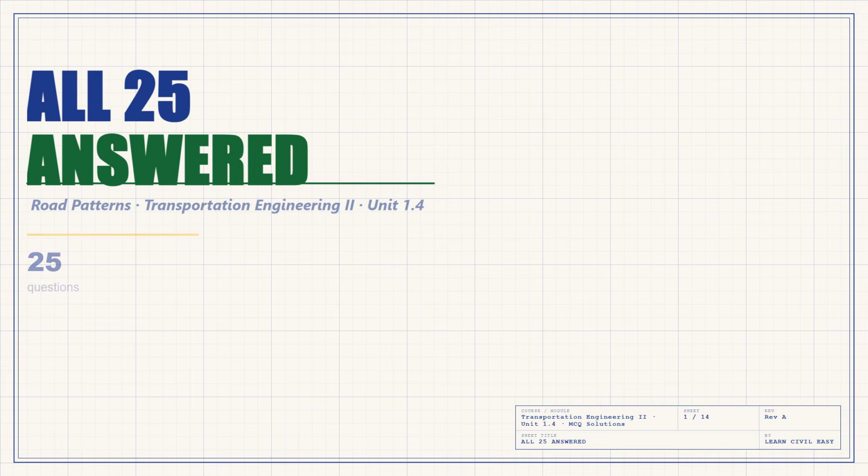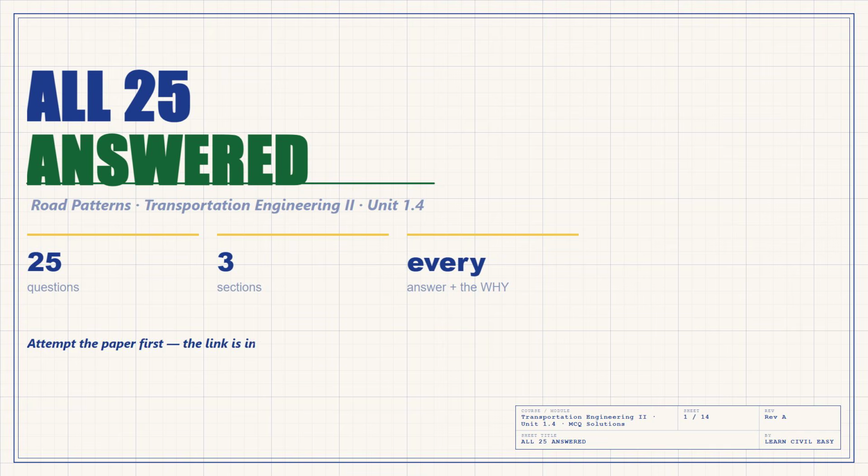This is the solution video for the 25 question practice paper on road patterns. If you have not attempted the paper yet, pause here, it is free and the link is in the description. We will take every question in order so you can check your answer sheet as we go. And for each one, I will not just give you the answer, I will show you why the wrong options are wrong, because that is where the marks actually are.